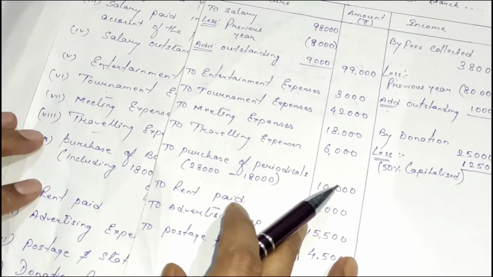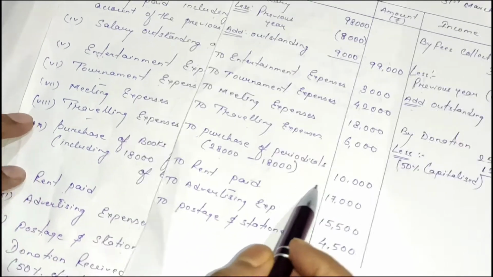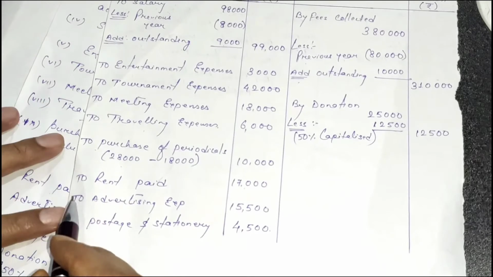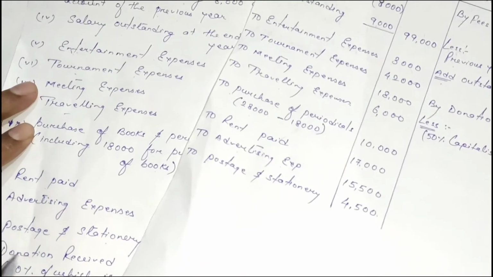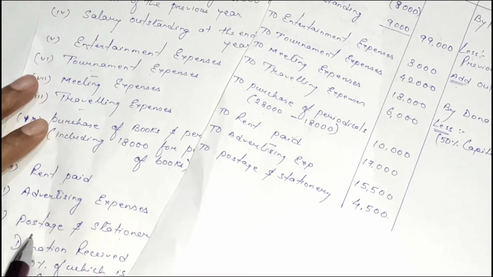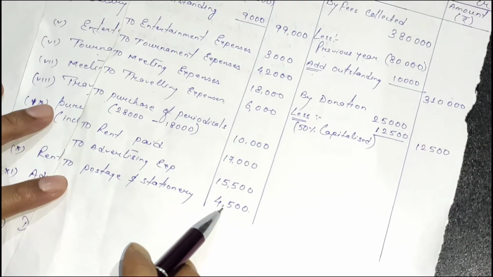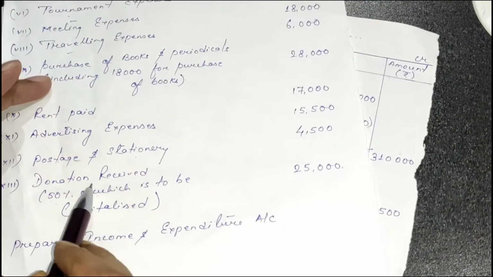Okay. Then what you have next? Rent paid. So I wrote here to rent paid, I wrote here 17,000. Then advertising expenditure, I wrote here to advertising expenditure, 15,500. Okay. Then postage and stationery. Okay, next point. So I wrote here to postage and stationery. Clear? After that the next thing that you have here is donation received.